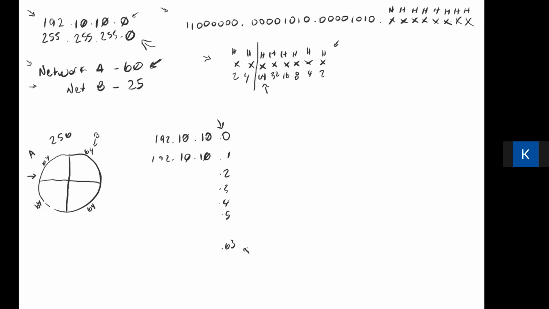64 IP addresses within that first network, meaning that our next network will start at the next IP address right after that. That would be 192.10.10.64. Right? Hopefully that makes sense. So our first network starts at 0 and our next network starts at .64. The network after that would start at 128.